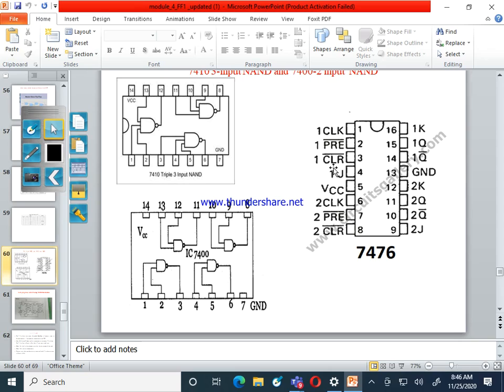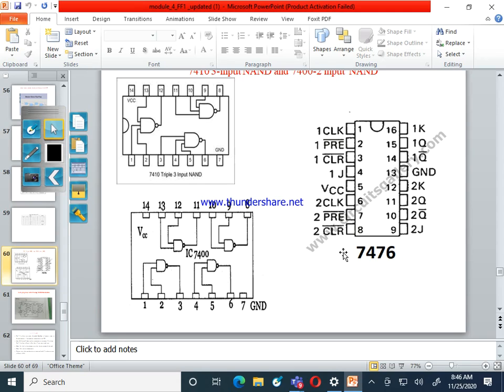Wherever 1 is there, that is the first JK. Then you have a second JK also there: second clock, second preset, second clear, second Q bar and second K. Okay, this IC you are using in program number 8, the counter. Actually you are doing that program next week. Okay, mod 8 counter using JK flip flop.